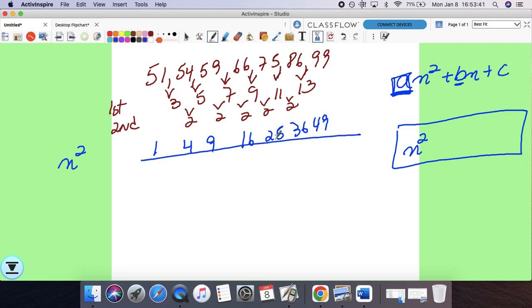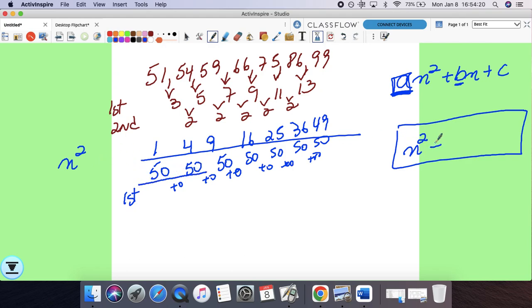I'm going to subtract. So let's remove the quadratic out of this particular sequence. We get 50, 50, 50, 50, 50. Now if you go ahead and take the first difference again, like we're supposed to do, what are you going to notice? Well, it's plus 0, plus 0, plus 0, plus 0, plus 0. So basically, we can stop right here. It's n squared plus 50.